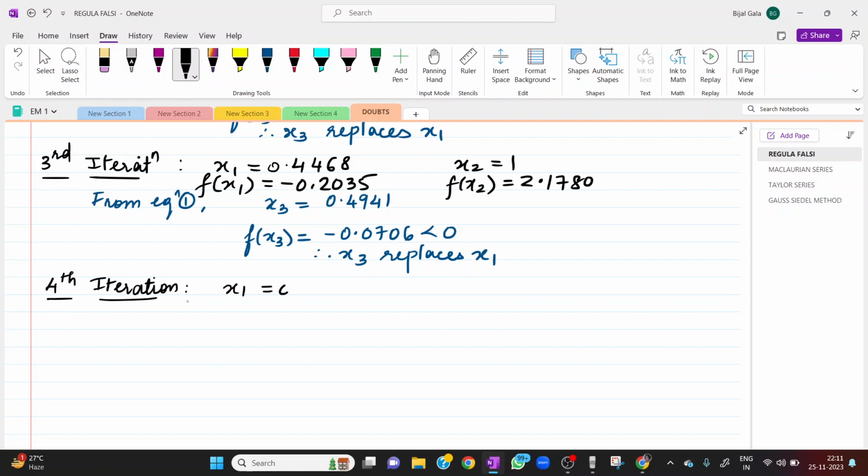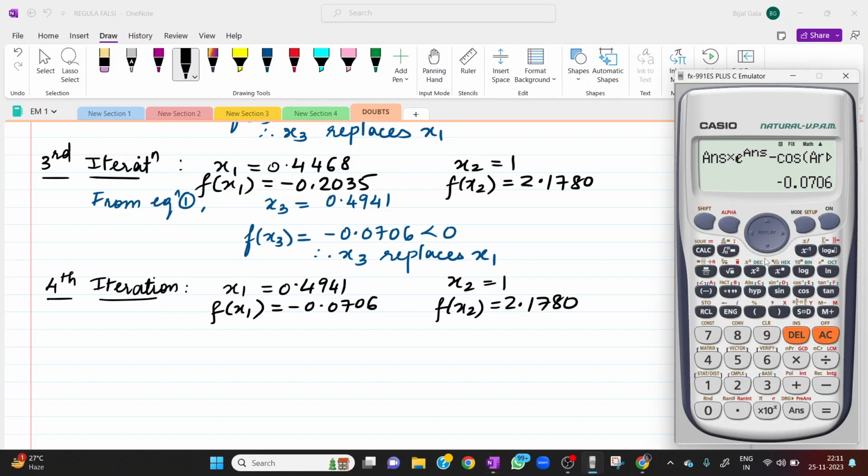x1 की जगह पे x3 की वैल्यू that is 0.4941. f of x1 की जगह पे f of x3 की वैल्यू that is negative 0.0706. x2 की वैल्यू सेम रहेगी, f of x2 की वैल्यू भी अगेन सेम ही रहेगी. कैलकुलेटर यूज करेंगे एंड आप एरो की यूज करके हिस्ट्री में चले जाओगे। 2.1780 में कोई चेंजेस नहीं करना है। यहाँ पे आपको चेंज करना है 0.0706। न्यूमरेटर में 2 पॉइंट वाले की जगह पे 0.0706। फर्स्ट वैल्यू हो जाएगी 4941। So let's calculate 0.5100.